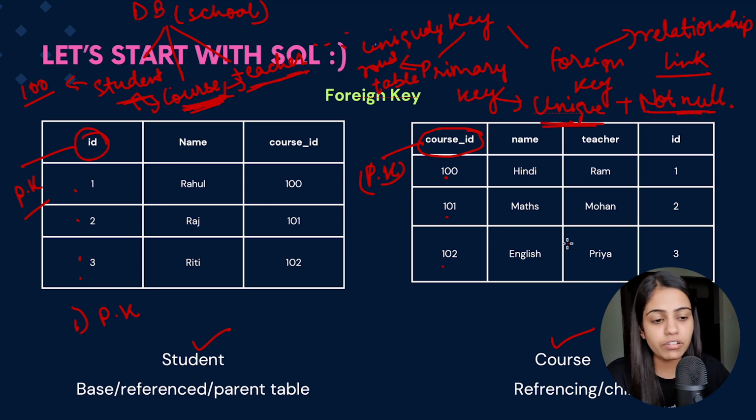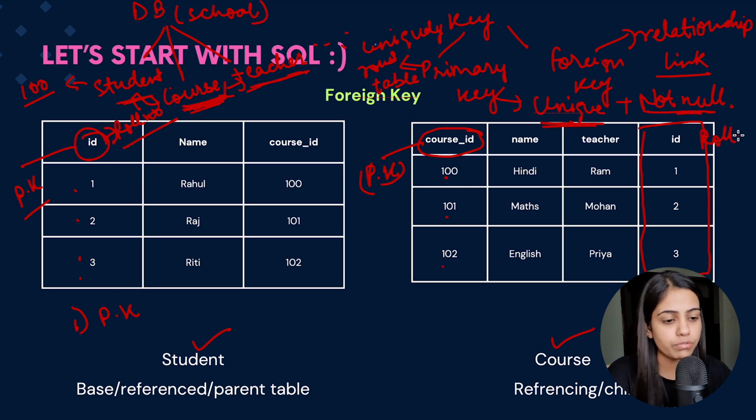Now in this particular table, if I add one more column which is of ID, like a student roll number, so I can know that a student with roll number 1 is having a course ID 100, has opted for Hindi as a language or as a subject, and the teacher who is teaching is Ram.